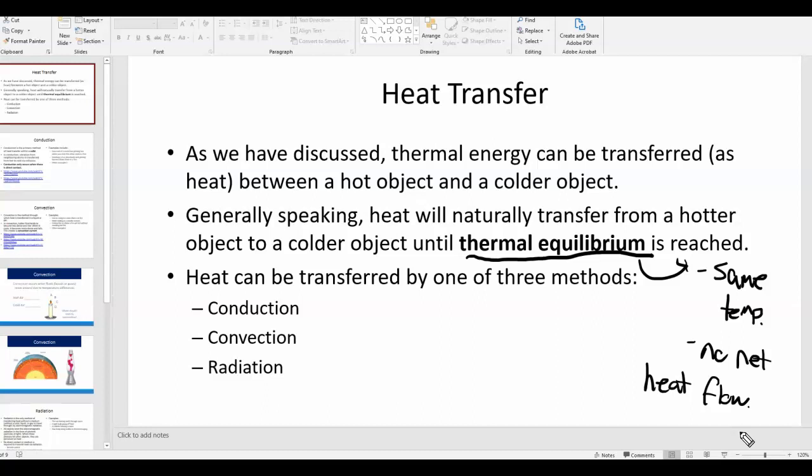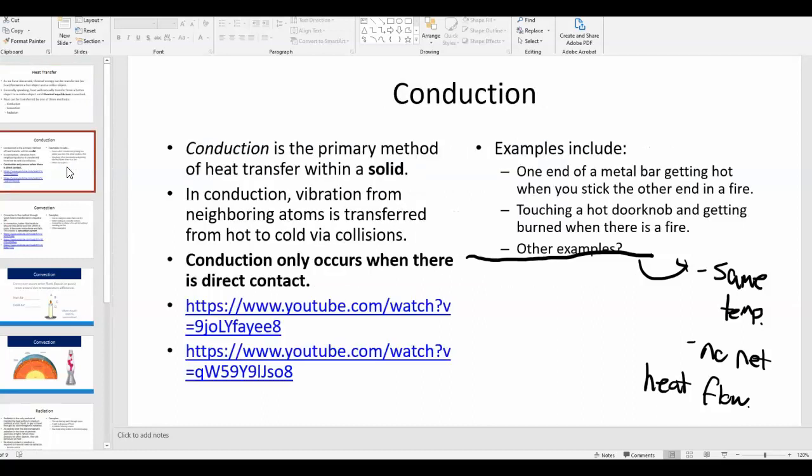Now, there's three methods of transferring heat from one space to another space that we're going to talk about, and you've probably learned about these before in your past science classes. And so these are conduction, convection, and radiation. Those are the three methods of heat transfer that we're going to be talking about, and we're going to start off by talking about conduction. And so I will briefly describe what conduction is, and I'll also give you some examples, and then I will link one or two videos for you to watch related to conduction.